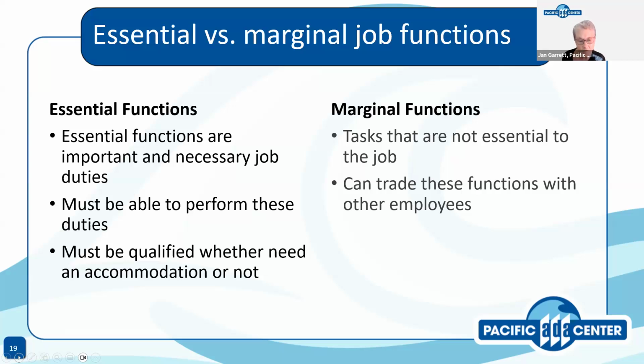And then marginal functions, as opposed to essential functions, are tasks that are not essential to the job. And other employees could do those functions. They could trade those functions or assign those functions to other employees to do if it is not possible for the employee with the disability to do those with an accommodation.